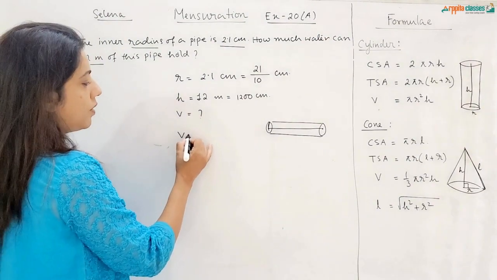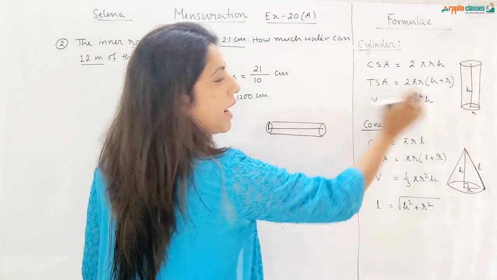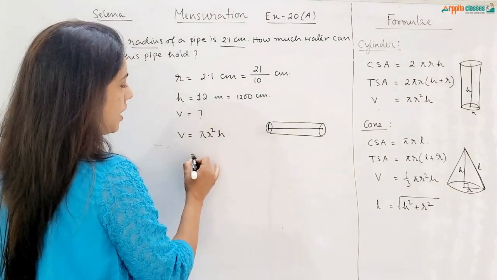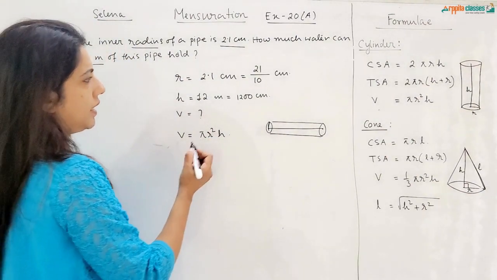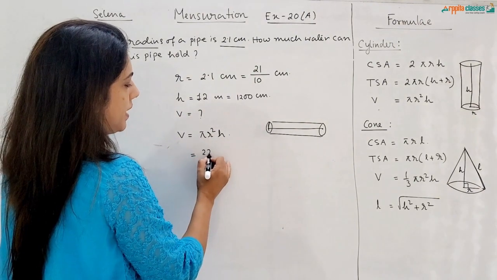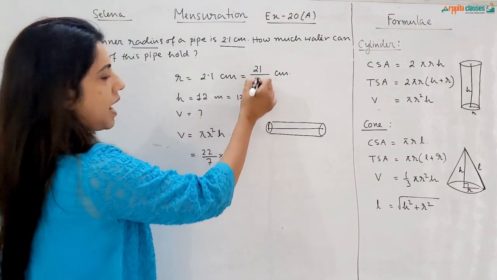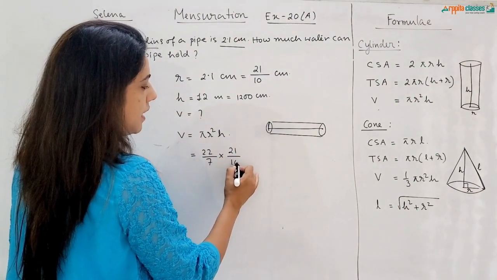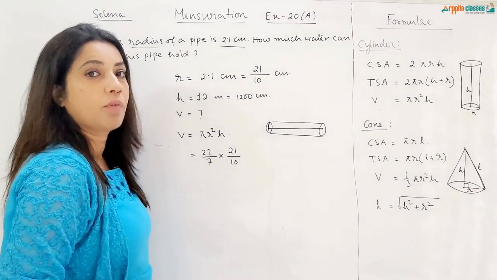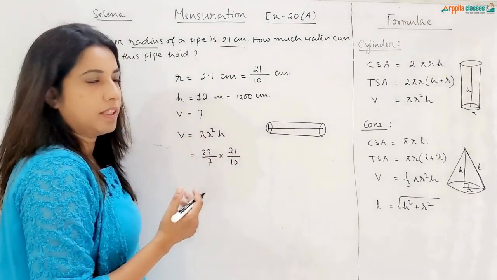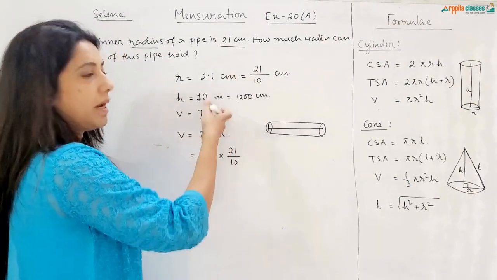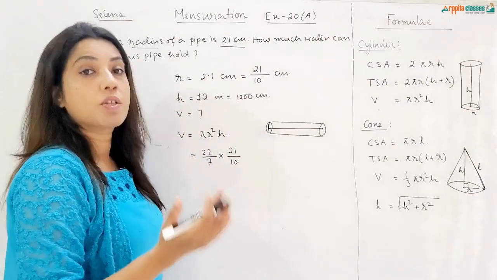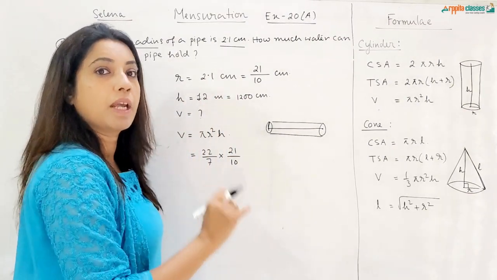So let us write down the formula for the volume. Volume is pi r square h. Now pi here we can take 22 by 7, because we can see r is 21 upon 10, so that 21 and 7 will get cancelled. Otherwise we would have taken 3.14 also, the value of pi, 3.14 or 22 by 7 depending on the values given for the height and radius. If it is not mentioned in the question, then we have to take this only for pi.